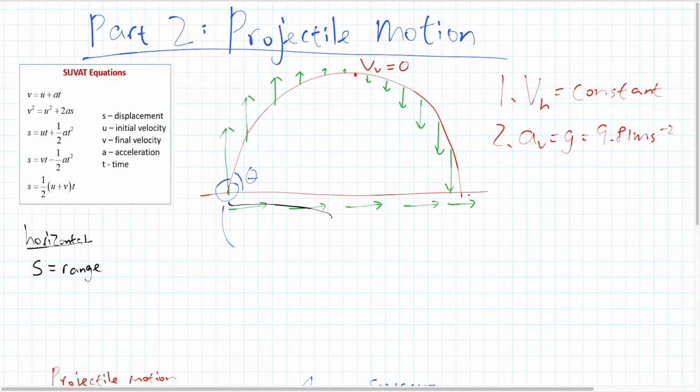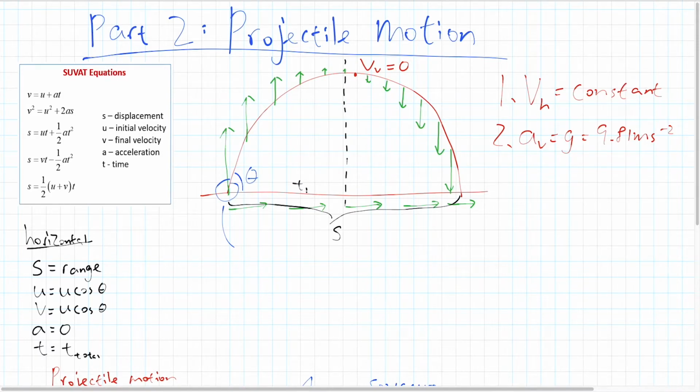For the horizontal components, the distance s will be the range of the projectile. The initial velocity u will just be the base of the triangle, which is u cos theta. The final velocity v is also u cos theta because, as discussed earlier, there is no horizontal acceleration. Hence, horizontal velocity is always kept the same throughout the entire motion. Like I said, the acceleration a is 0. And lastly, the time is just t total, or t1 plus t2 according to the symmetry of the trajectory.